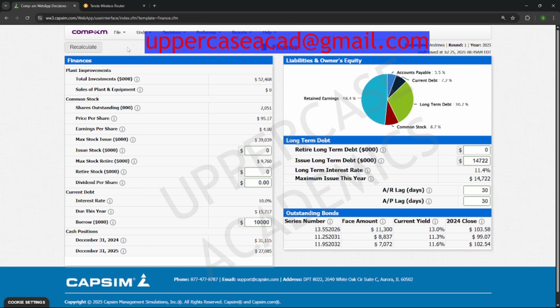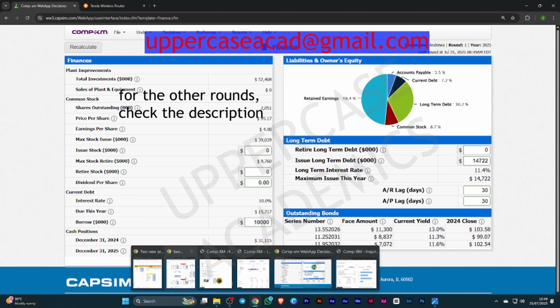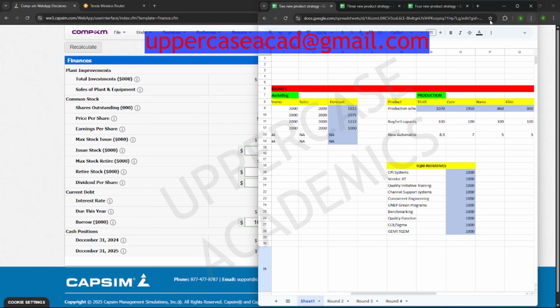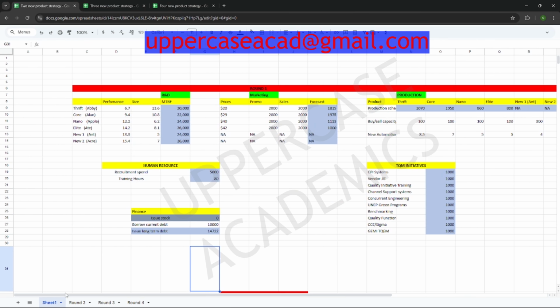If you feel like you need help in tackling your COMPXM, just feel free to reach out. We'll be willing to help you. And also we can develop an Excel sheet that will help you. So this is the Excel sheet that we can develop for you. So we have round 1, round 2, round 3, round 4. Basically this one is for round 1.